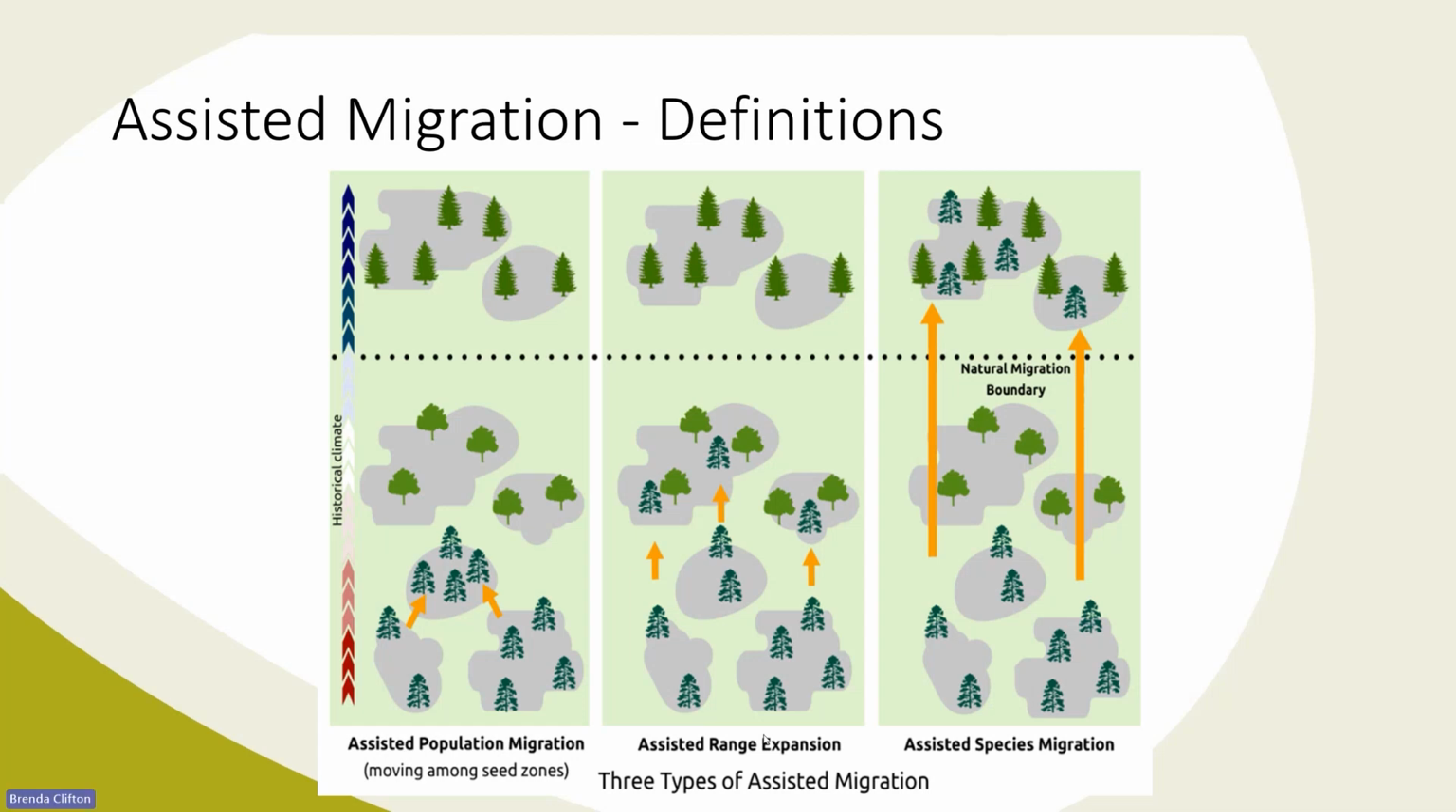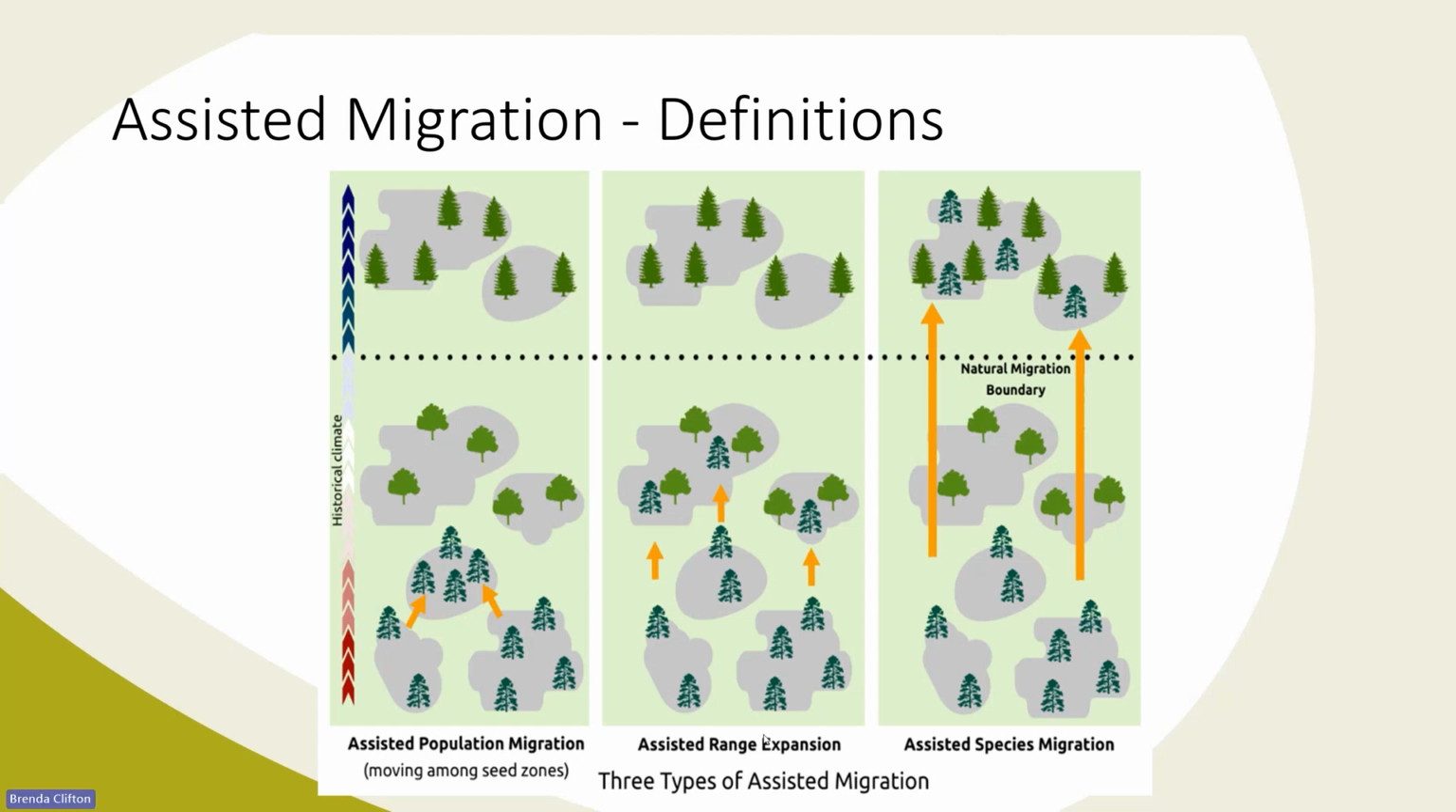And then there's assisted species migration, and that's when you're moving a species far outside of its existing range and beyond its natural migration boundary. For example, if you wanted to plant California redwoods in a city park in Seattle.